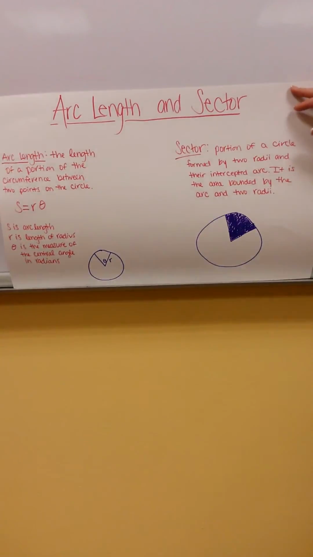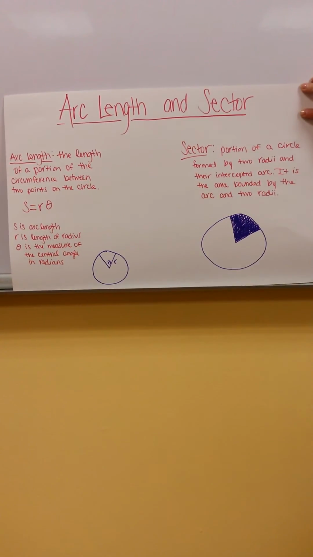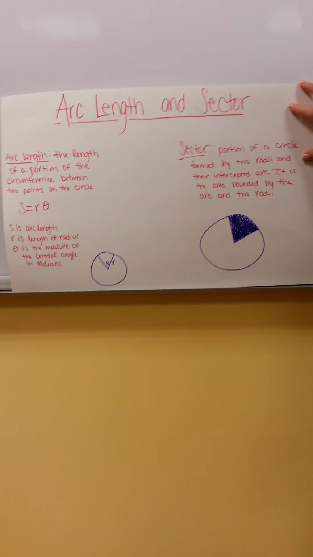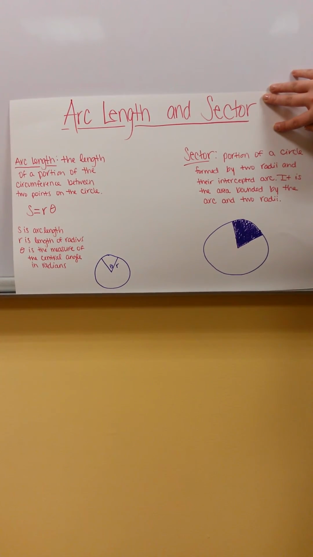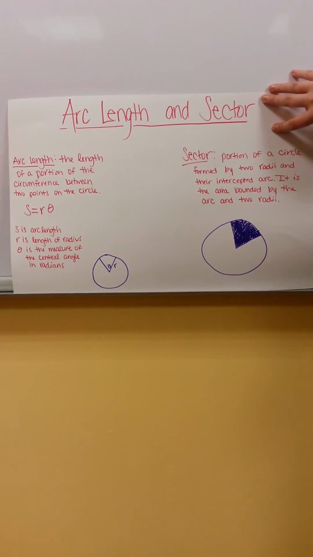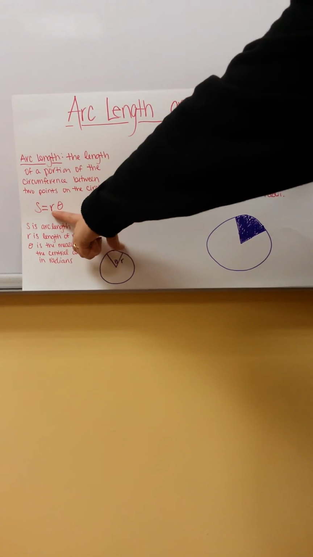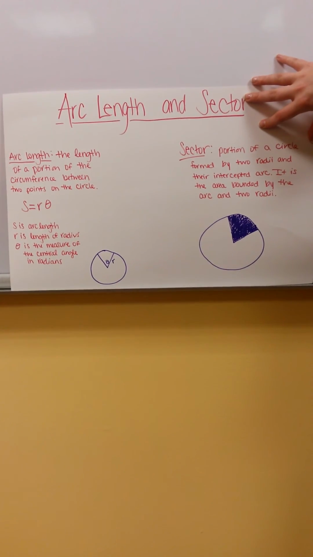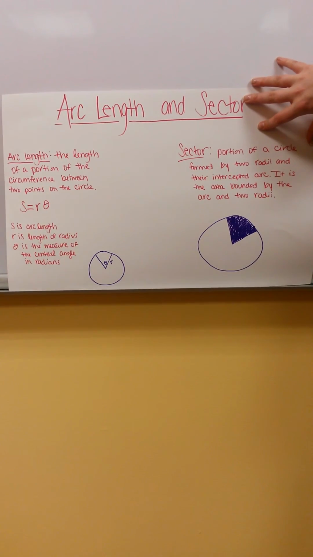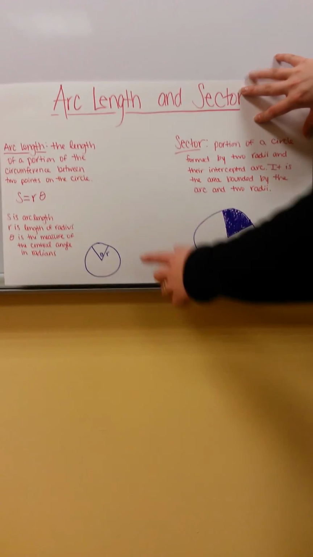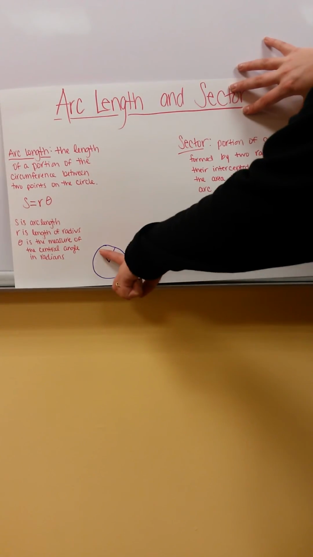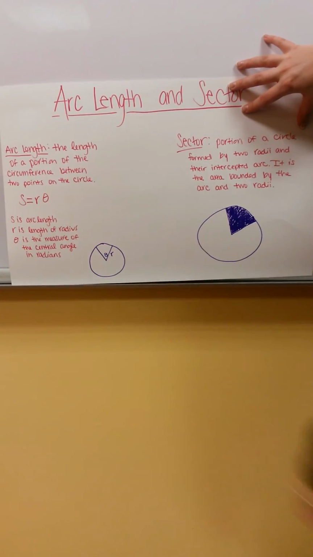The last thing I want to go over is arc length and sector. The arc length is the length of a portion of the circumference between two points on the circle. The formula is S equals R theta, where S is the arc length, R is the length of the radius, and theta is the measure of the central angle in radians. As you can see in the picture here, we would be finding this arc length up here.